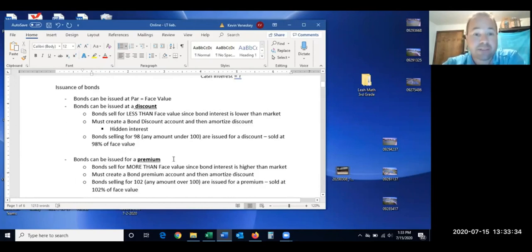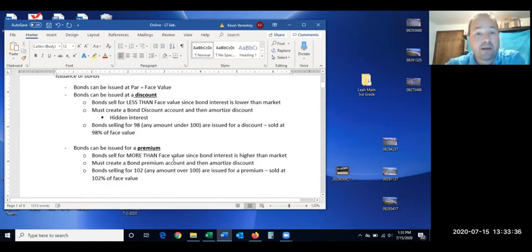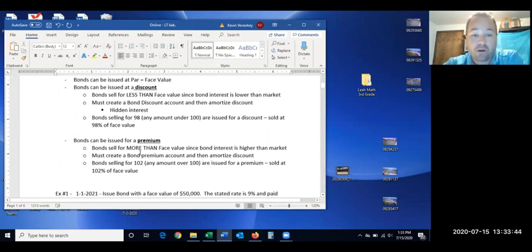Bond premium is just the opposite. We're going to have our bond sell for more than what it's stated because our interest rate is higher than the market. We're going to create a bond premium, and then we're going to amortize it. So basically, it's like negative interest. The company is paying me $1,050 to get my bond, but at the very end, they're going to get back $50 less because I'm only going to pay $1,000. So over time, I'm taking away a little bit of the interest that they're getting paid. Again, you'll see what I mean.